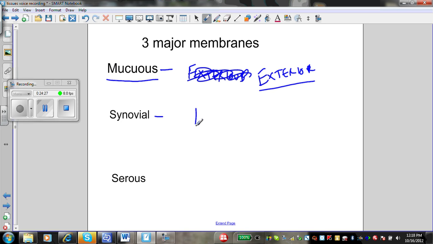Synovial are around joints. If you have two bones coming together, we'll talk more about this. So you have these two bones coming together that make a capsule around these bones. It secretes synovial fluid in here, lubricates the joints so the joints aren't grinding.